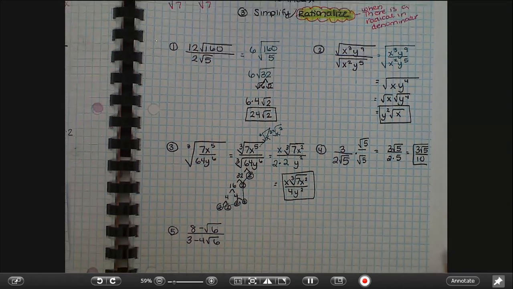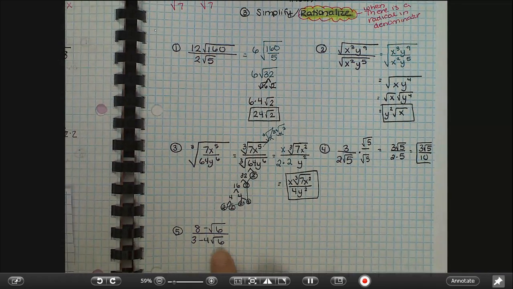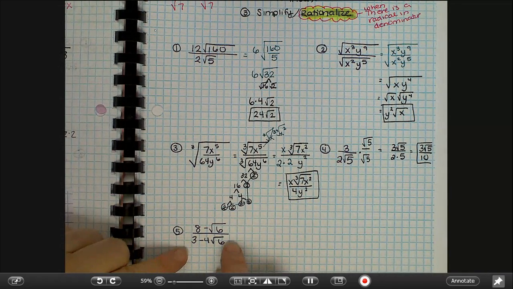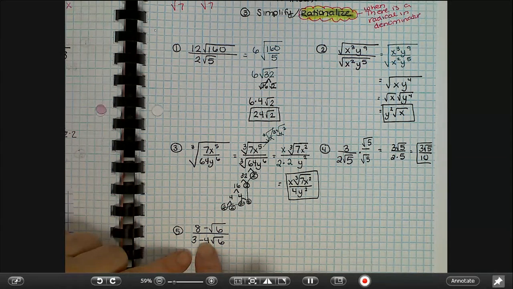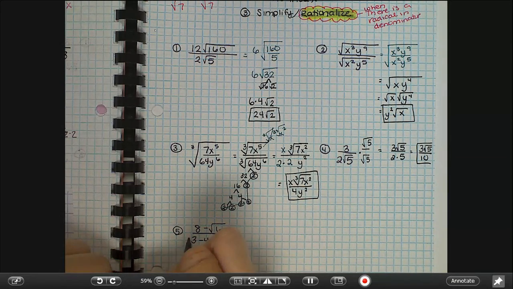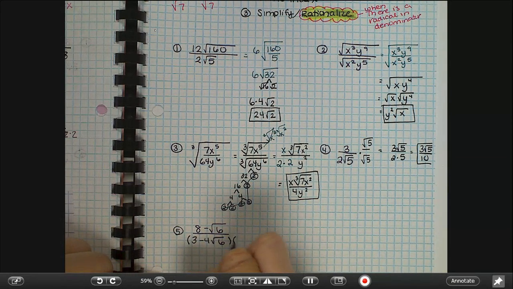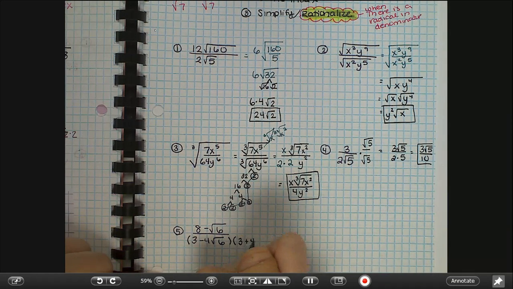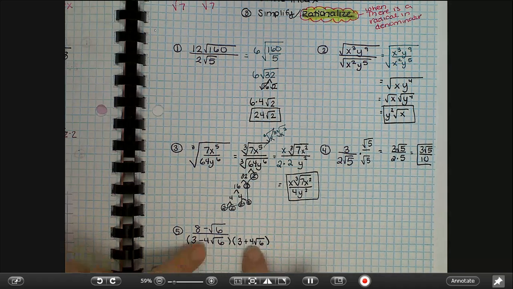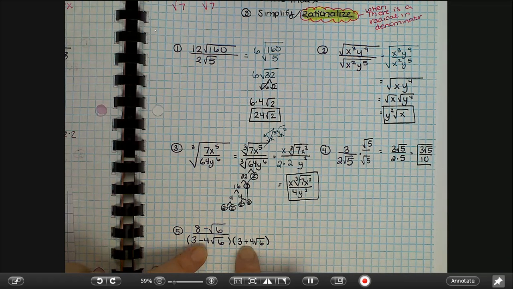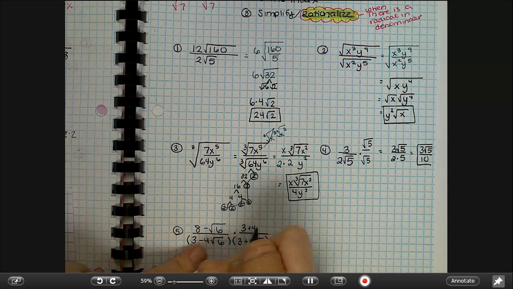All right, one more. This one is a little bit more complicated. We can't just multiply by the square root of 6, because then it's going to have to be distributed, and we're still going to have a square root of 6. So what you do is you multiply by the same everything except you change the sign. This is going to cancel that middle term, which is the one that will contain the square root of 6. And we have to do the numerator and denominator by the same thing.